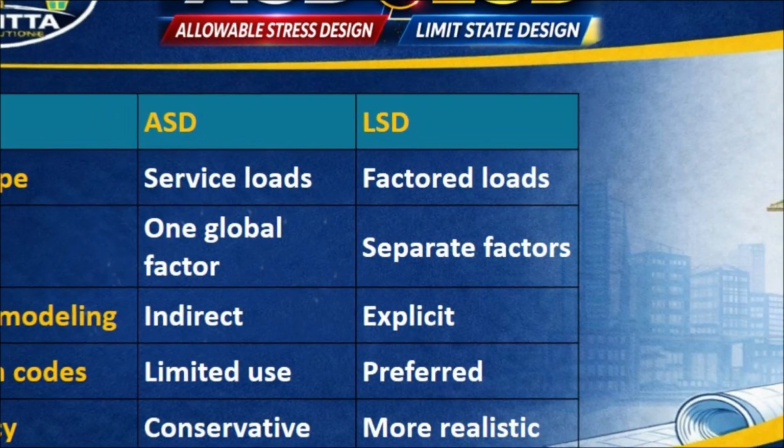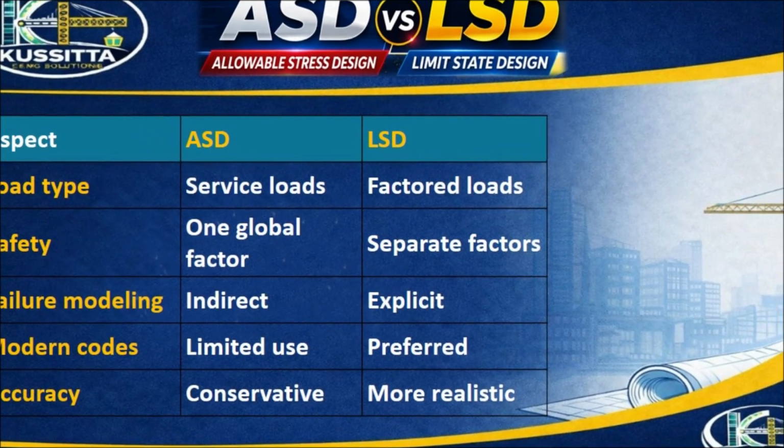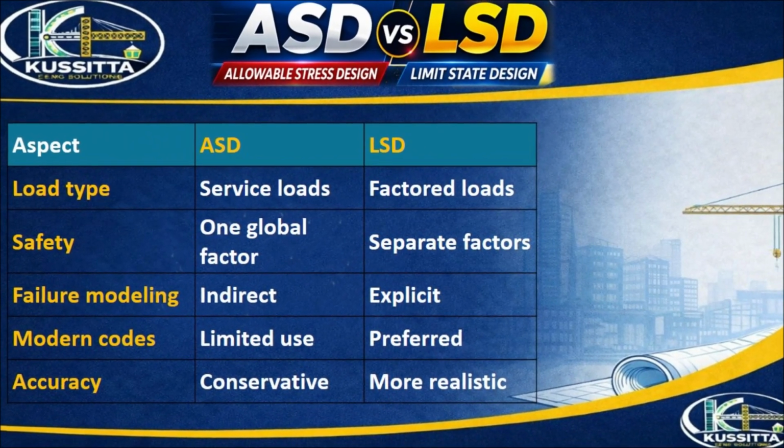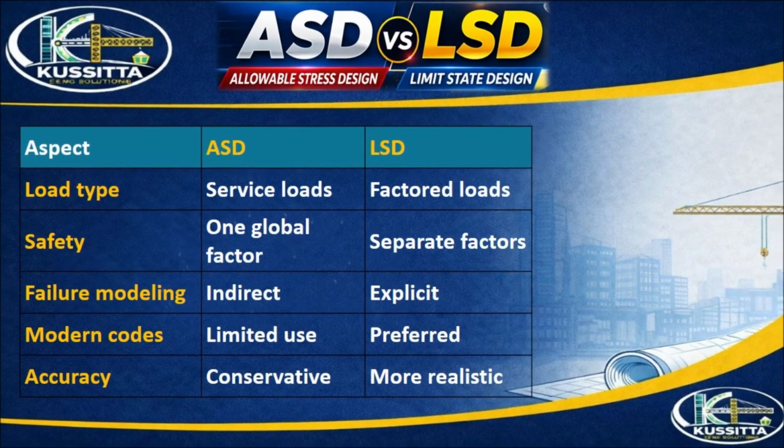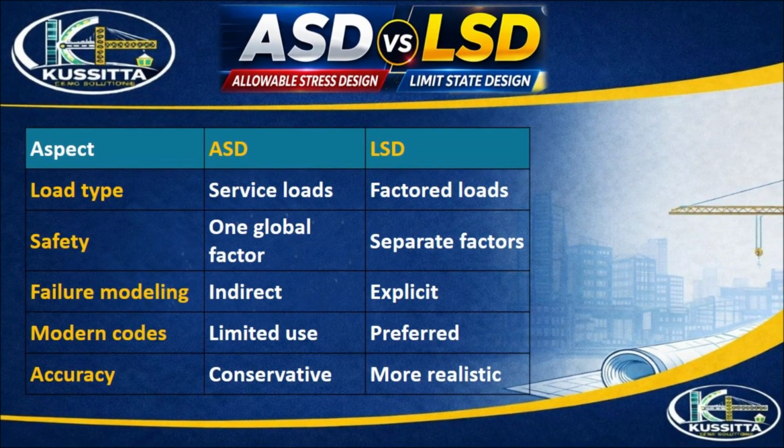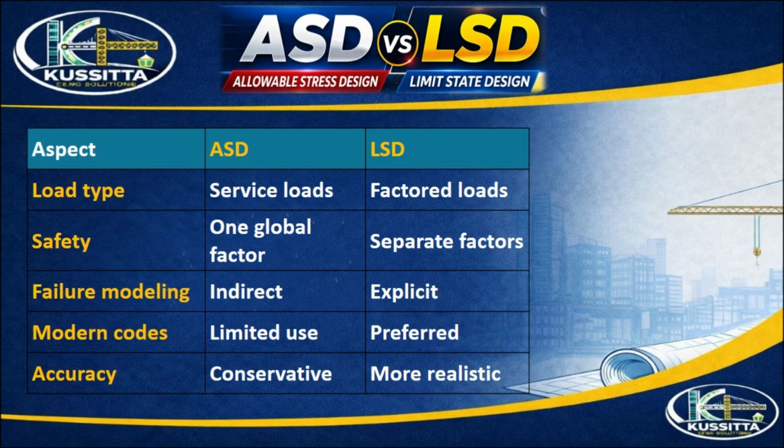To summarize, allowable stress design is simple and conservative, while limit state design is modern, realistic, and code-based. That's why most current codes use LSD.